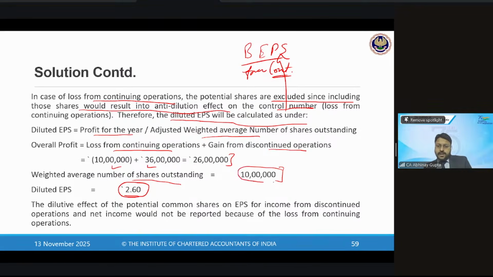Why 10 lakh? Why not 12 lakhs? We are calculating the diluted earning per share and we are not considering the 2 lakh additional shares. Why?